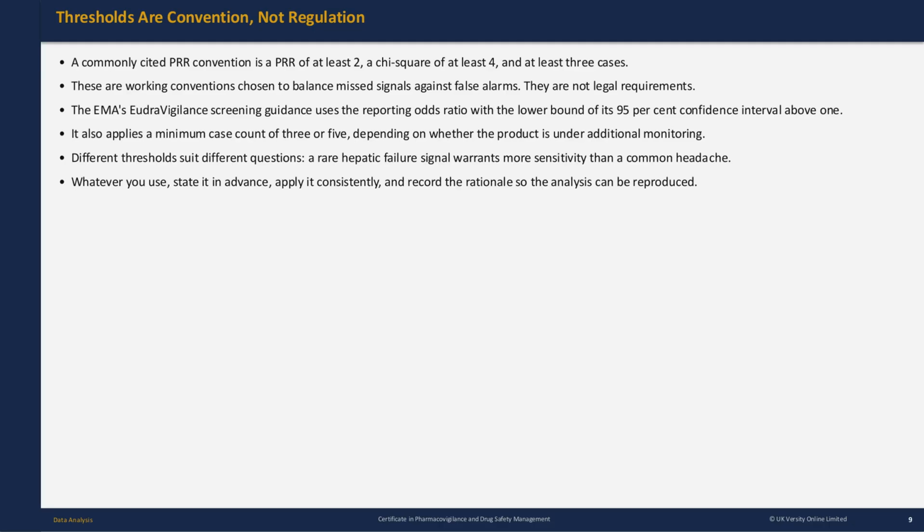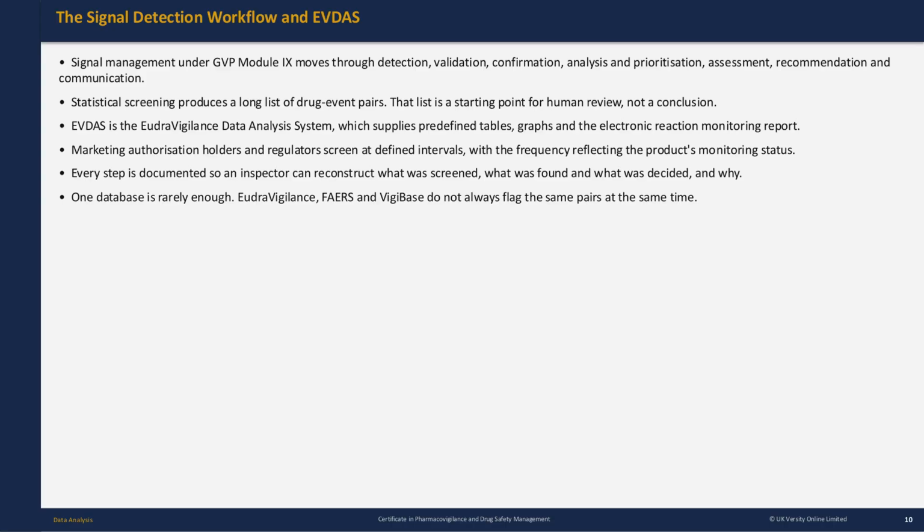The EMA's EudraVigilance screening guidance uses the reporting odds ratio, with the lower bound of its 95% confidence interval above 1. It also applies a minimum case count of 3 or 5, depending on whether the product is under additional monitoring.